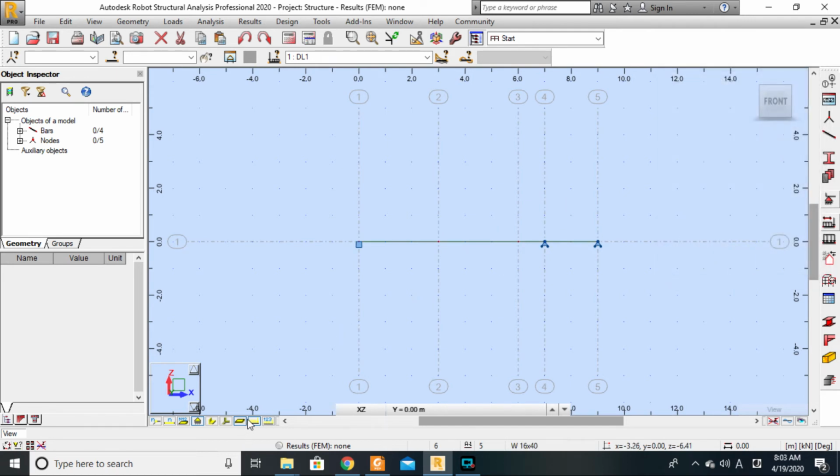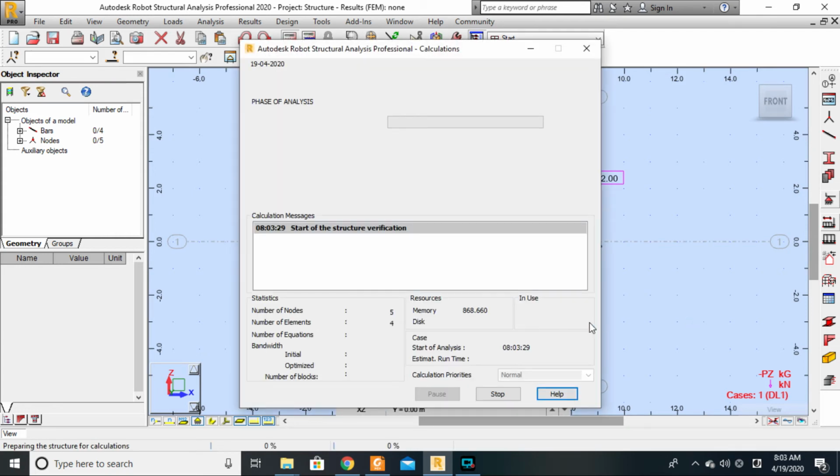So let's be sure of what we've done. Okay, so we have that, right? Clean and clear. So that's our system. All we need to do now is just to run the calculation and check the reactions, right? So we'll go right ahead and calculate. Wait for the calculations to be over.